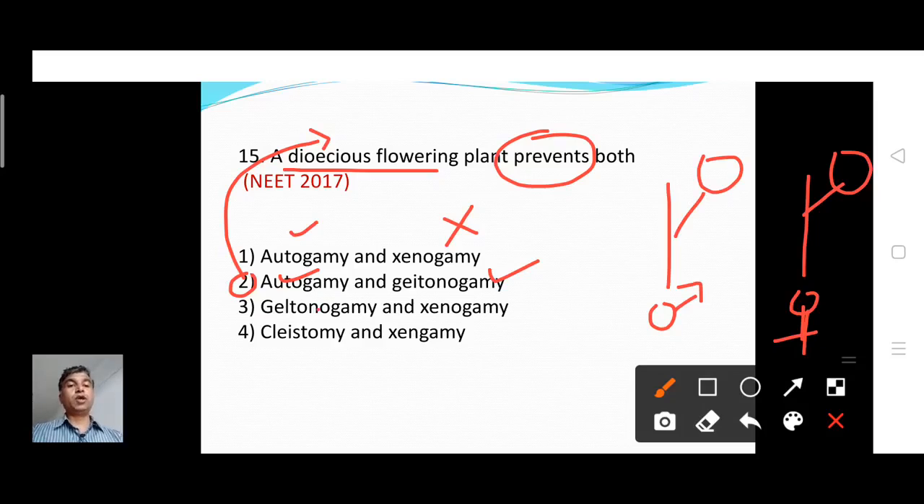Now take geitonogamy is prevented but not xenogamy. Cleistogamy and xenogamy, here spelling mistakes are there. So this is a wrong option. Here the answer is second, it is correct.